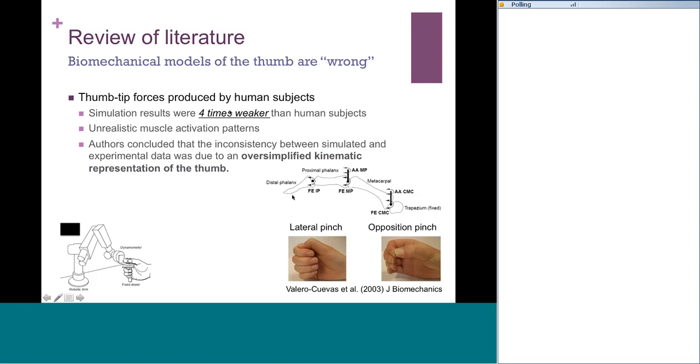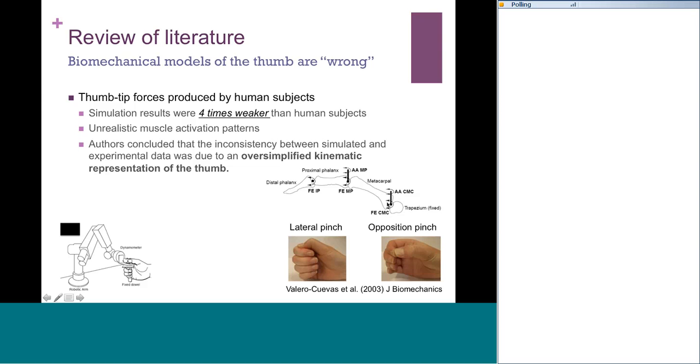And based on the fact that they looked at a broad range and distribution of moment arms through these Monte Carlo simulations and a wide and broad range of force-generating parameters of the muscles, they concluded that it must be the oversimplified kinematic representation of the thumb. So what they've shown here is that they have orthogonal reference frames that are all aligned with each other, and that for joints with 2 degrees of freedom, like the CMC joint, the axes of rotation intersect.